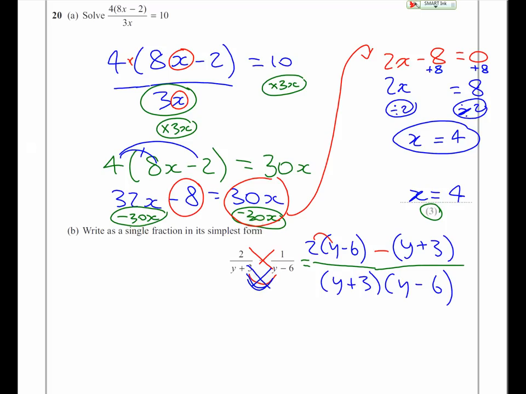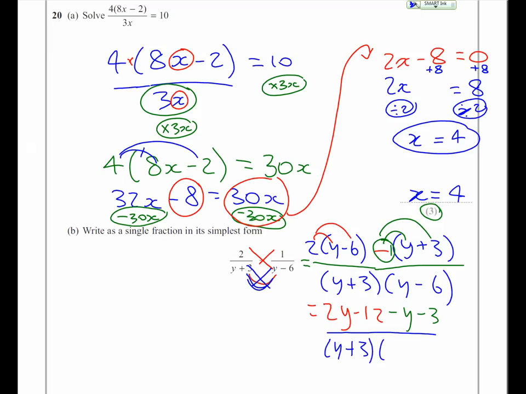Okay, now we multiply out these brackets. So the first one goes to 2y minus 12. And this is a negative of both in the second bracket. So it's minus y minus 3. Think of that as minus 1 multiplying in. I'm not going to expand out the bottom row yet, because there might be something nice that happens. Might not be. We'll see.